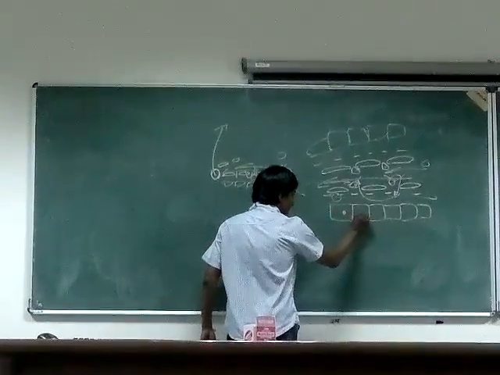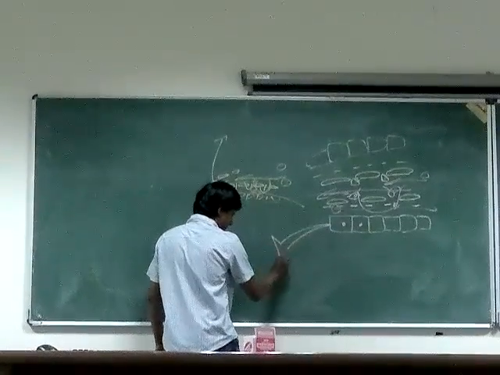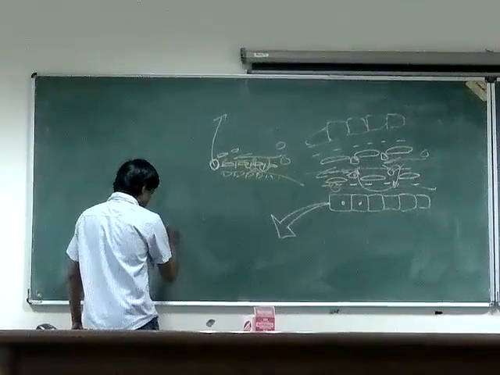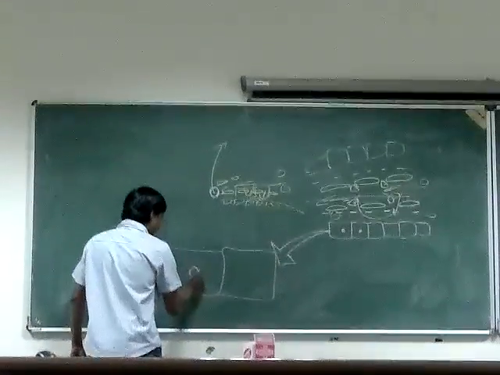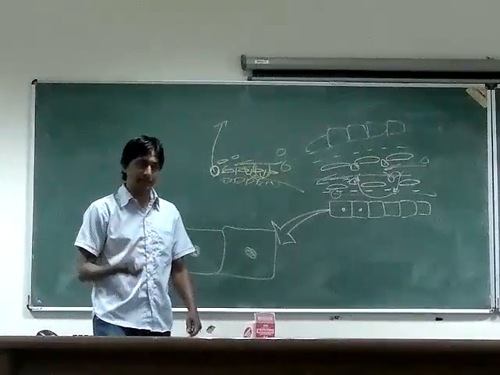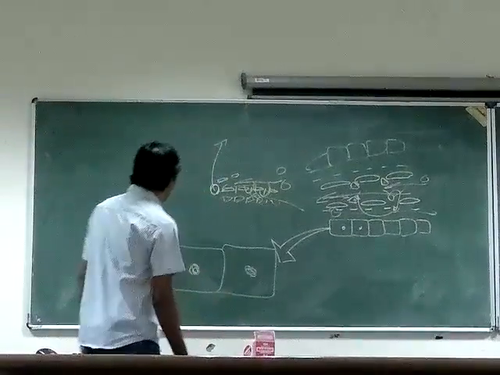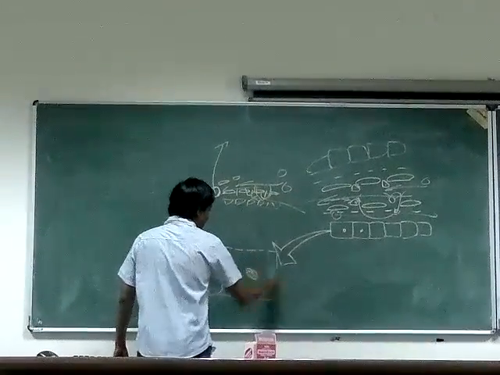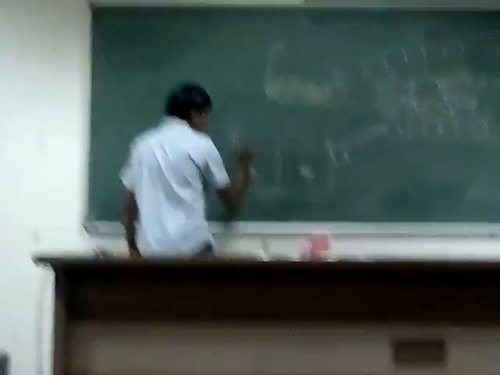Now, what is the detailed structure of hepatocytes? I will draw it. These are two hepatocytes. In between there is a large nucleus, and as age increases, the nucleus size increases. And the sinusoidal surface also has villi.